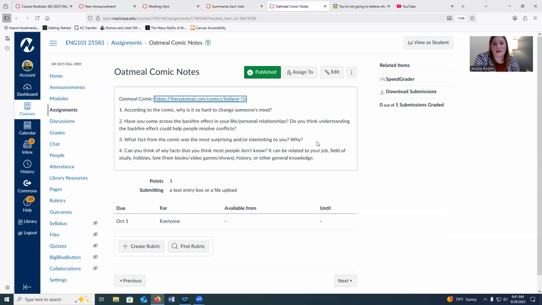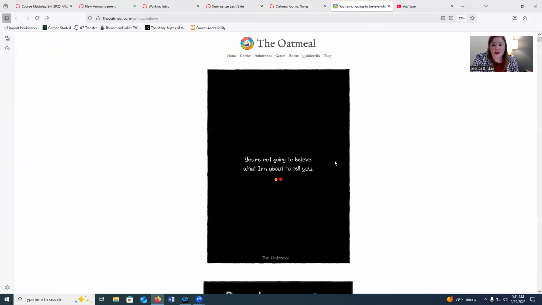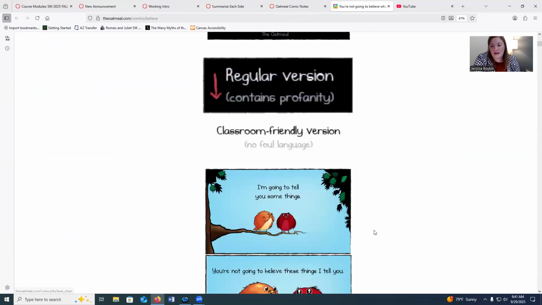Our last assignment this week is the Oatmeal comic notes. And this is going to be this comic. This is the comic, You're Not Going to Believe What I'm About to Tell You. And basically it's talking about this idea of a backfire effect, or it's connected to things like bias and trying to change people's minds. Okay, so a lot of the stuff that we're sort of talking about.